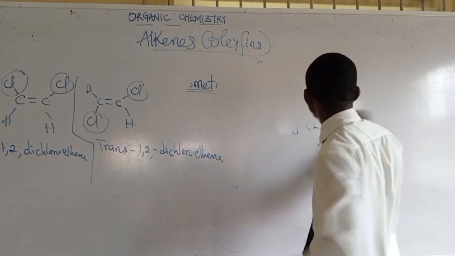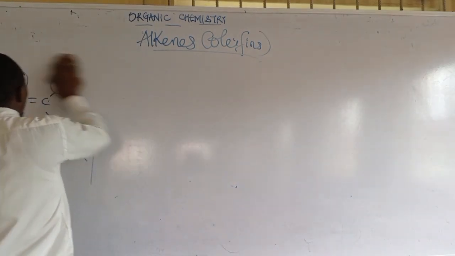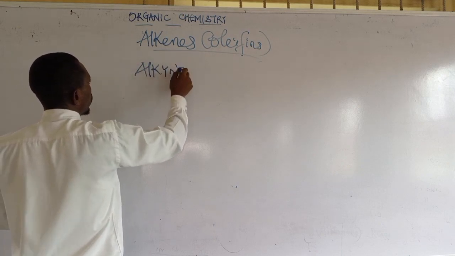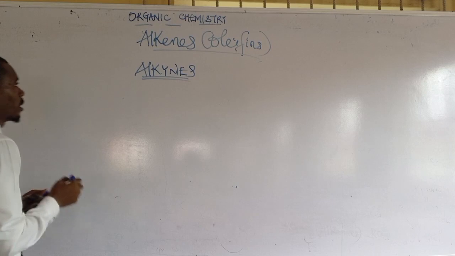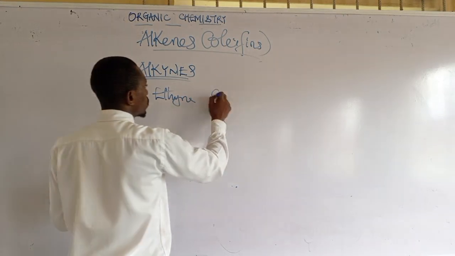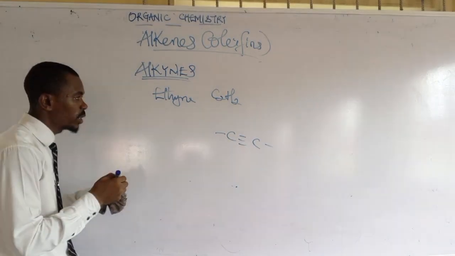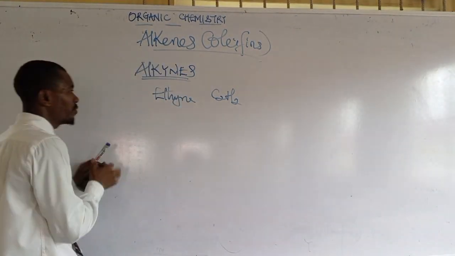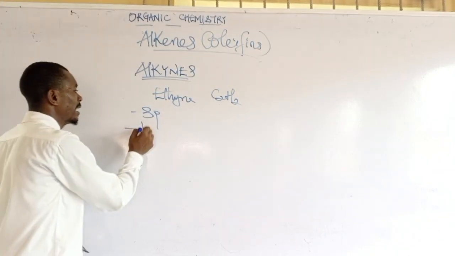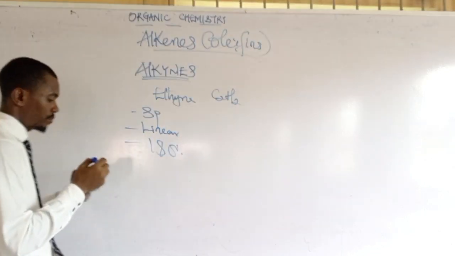So that is the alkenes. Now look at the alkynes, which is the last one. They are called acetylenes. They are also unsaturated. The key member there is ethyne, with the formula C2H2. So they have the triple covalent bond. What are their features? They are sp hybridized, unlike alkenes that are sp2. They are linear in structure with an angle of 180 degrees.